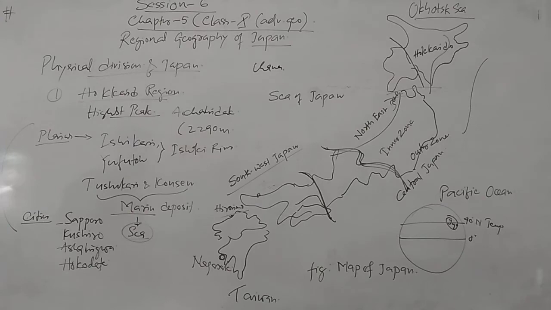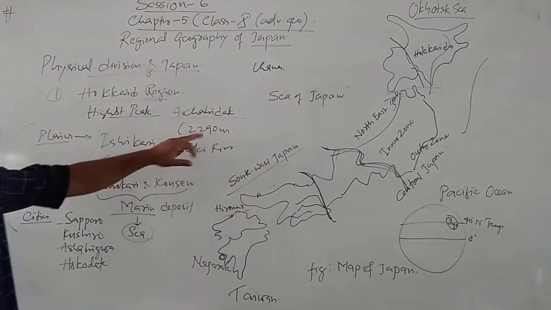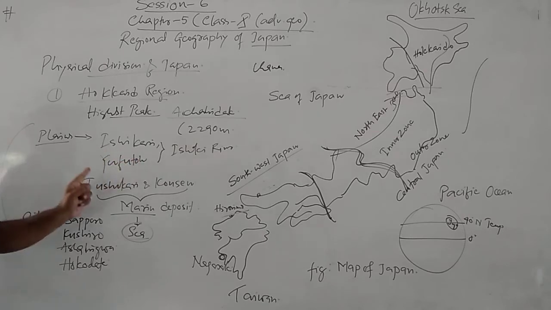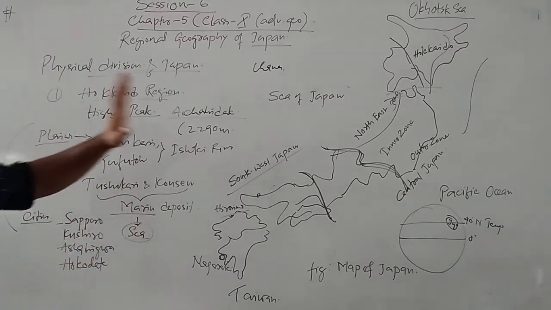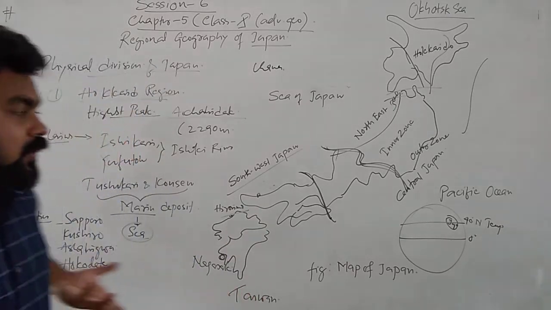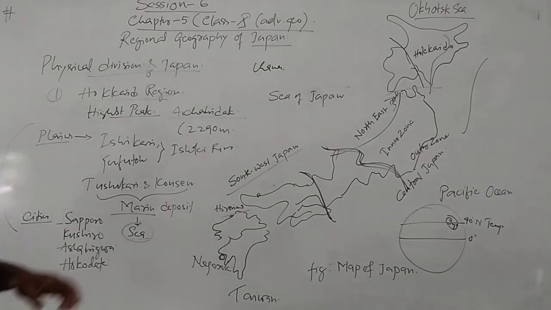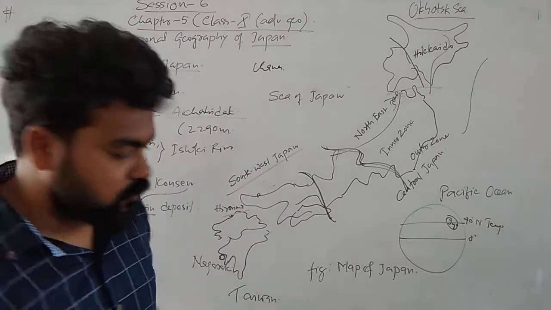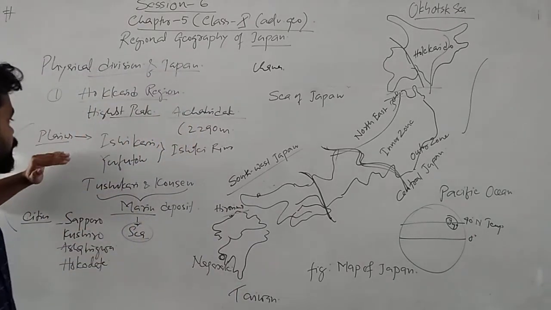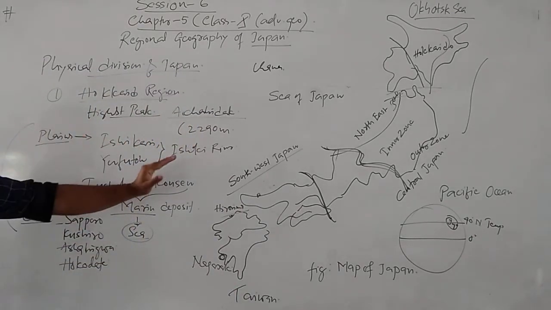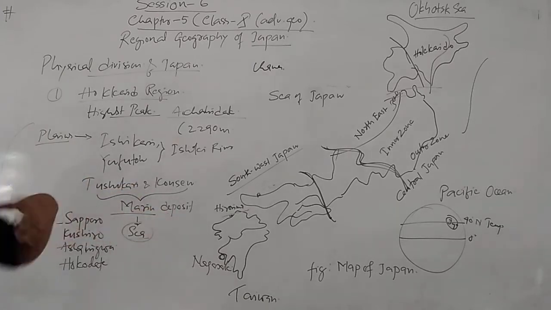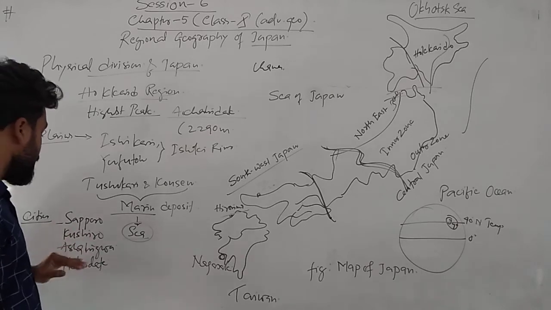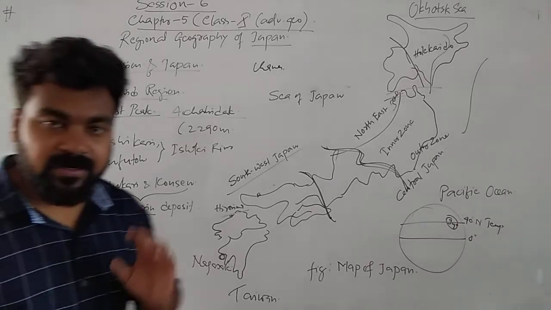We have the highest plateau. What is the highest plateau? Asahi Dake is the highest, at 2290 meters. There are two plains, Ishikari and Ifuto. If a question comes, write a short note on the Hokkaido region or give a brief description of it. So we have to go through these things. First, you can draw the map, but if it is difficult, there is no need. But we have to write this. Ishikari is a plain formed by the river Isaki. Ifuto is another plain formed by a river. Then Tushukari and Konsen are marine deposits, not formed by a river. Then Sapporo, Kushiro, Asahikawa and Hokkaido are the important cities.